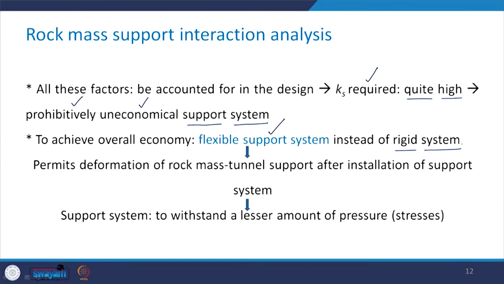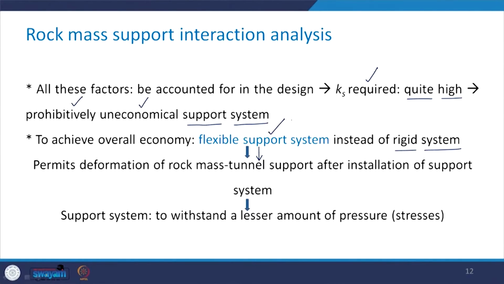What happens when you go for the flexible support system? This allows the deformation of rock mass and tunnel support even after the installation of the support system. So, what will happen? If the deformation is allowed, the support system has to withstand a lesser amount of pressure or stresses. Therefore, in order to have a more economical situation, one can go for this flexible support system.